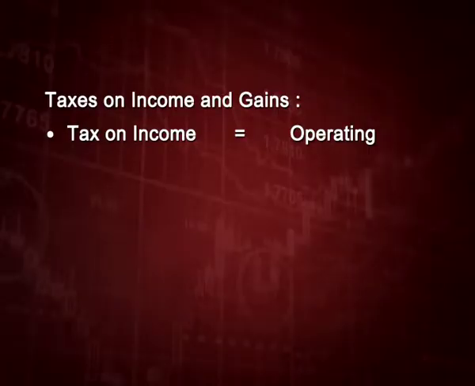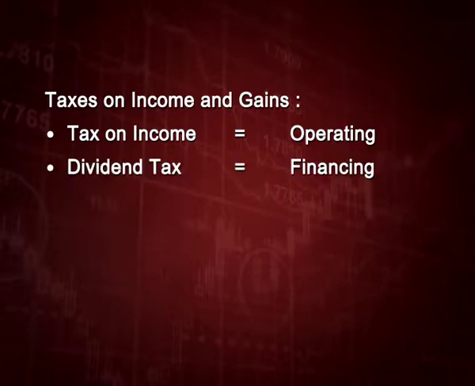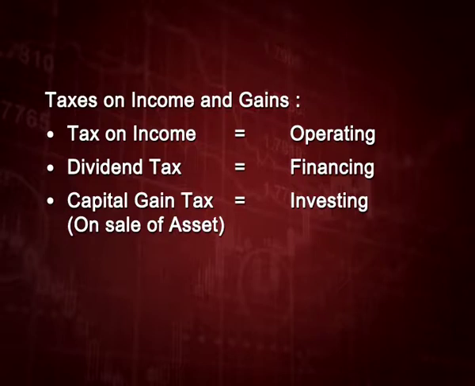Next point, tax on income and gains. If the tax is paid on income, it is an operating activity, and if the tax is paid like dividend tax, it is a financing activity, and if the tax is related to capital gain, that is on the sale of asset, it will be treated in investing activity. But if nothing is mentioned in the question, we always take it as operating activity.